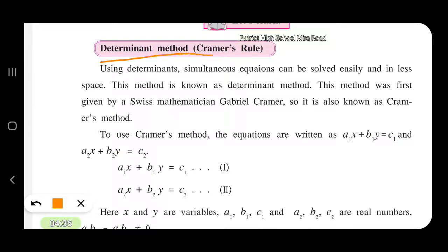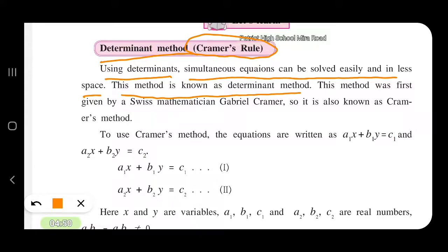The determinant method, or Cramer's rule. What is Cramer's rule? Using determinants, simultaneous equations can be solved easily and in less space. This method is known as the determinant method. This method was given by the Swiss mathematician Gabriel Cramer, so that's why it is known as Cramer's method.